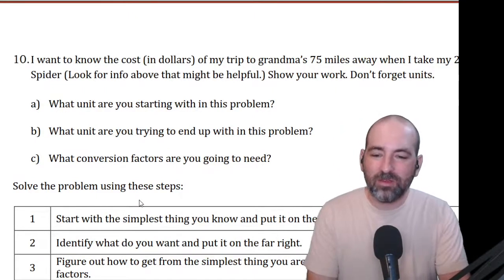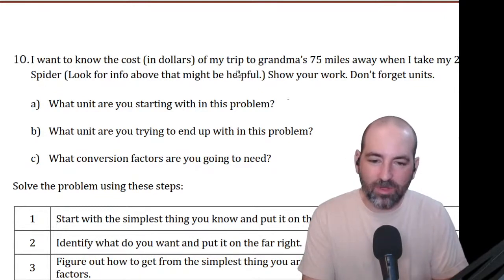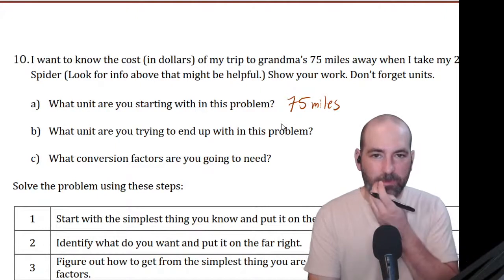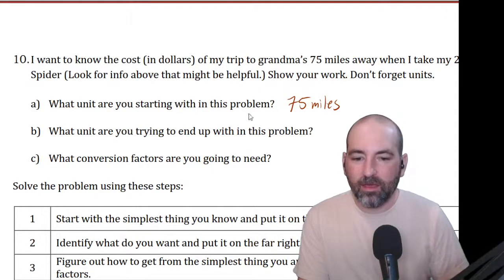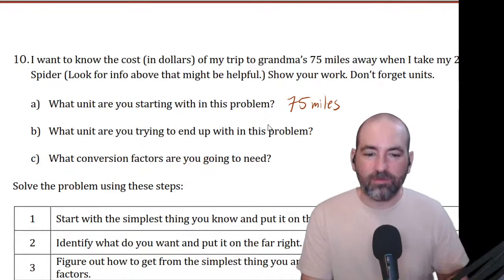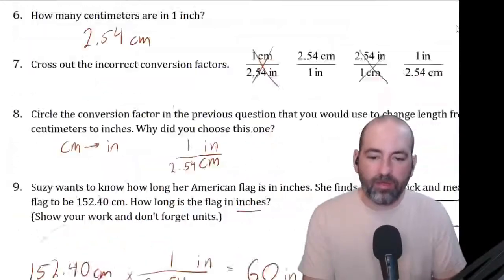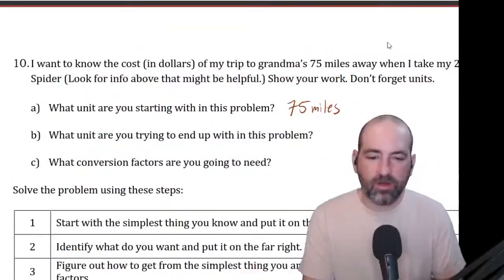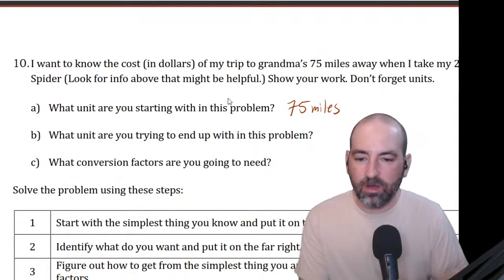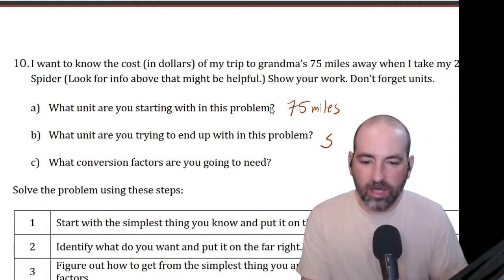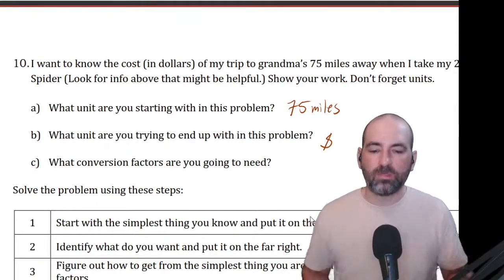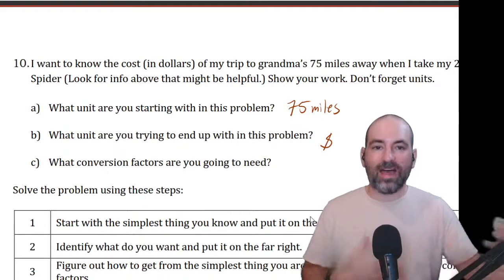All right, so what unit are we starting with in this problem? We're starting with those 75 miles. Okay. We've got all these conversion factors floating around from above, the cost, the fuel efficiency. We're going to use all that stuff. But the unit that we're starting with is what we're given here, that we want to know something about this 75 miles. And in the end, we want to know how much it's going to cost, right? That's what it says right here. I want to know the cost in dollars. So we start with miles. We want to get to dollars.